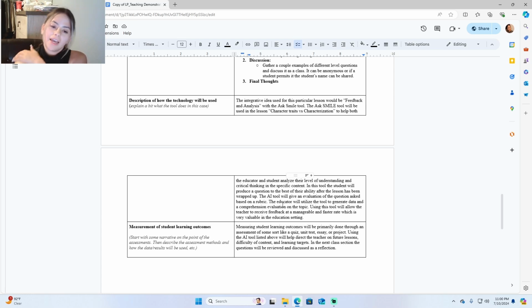The way the educator will utilize this tool is to generate data. So based off of this, we might have 20% in level 5, which is higher level thinking, and then 30% in level 1, and the rest is in the middle. We can make a data chart, like a bar graph, and show the results of understanding. So this tool will allow the teacher to receive feedback as well.